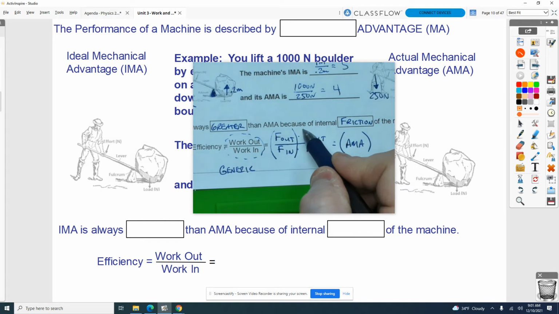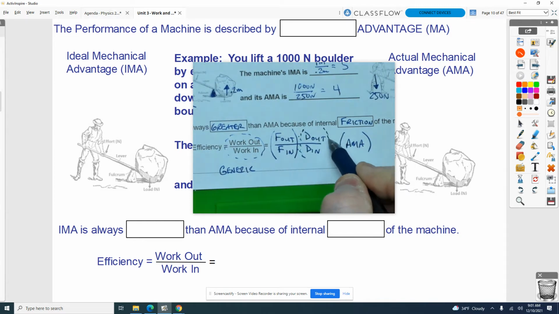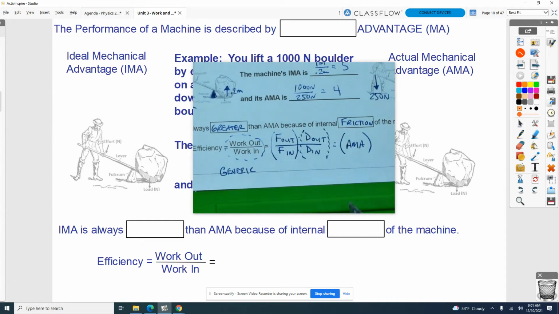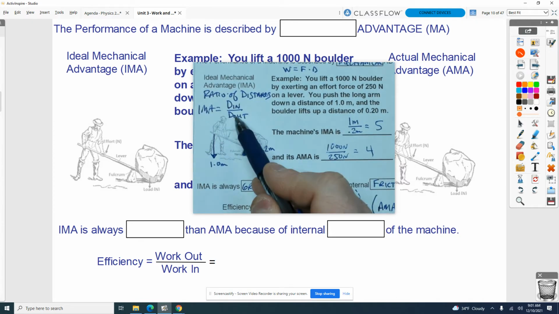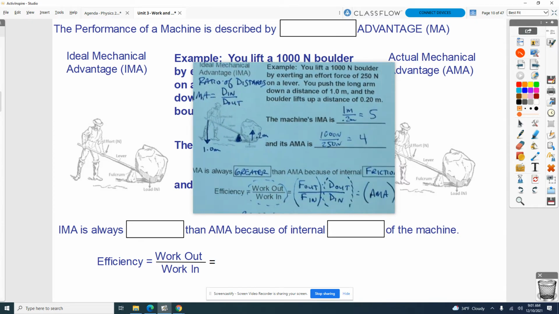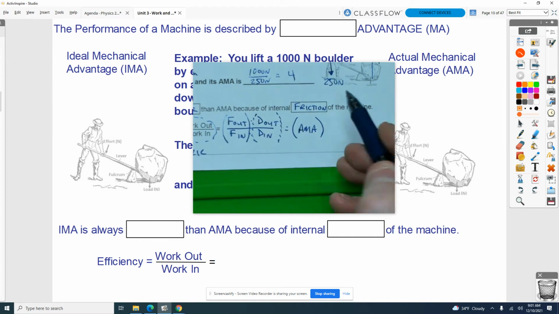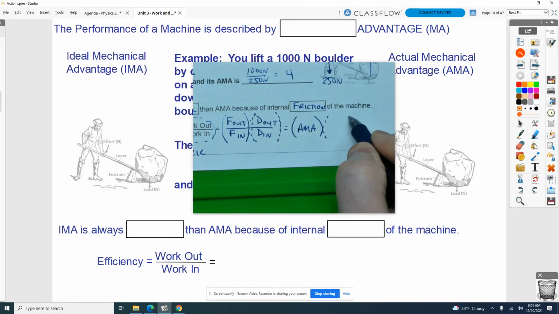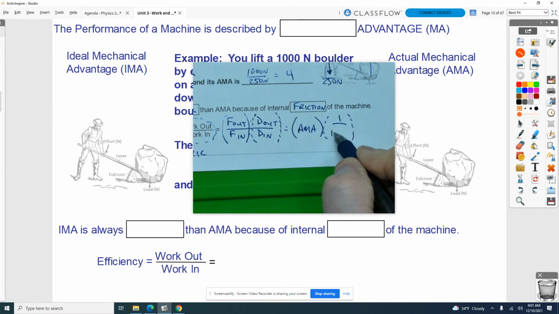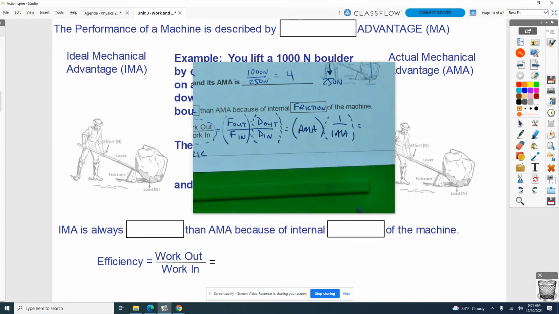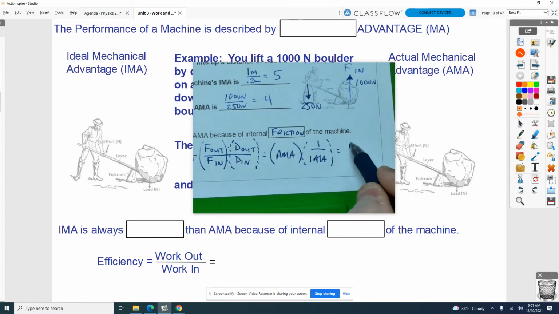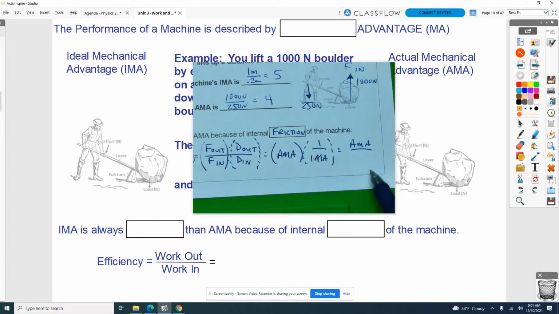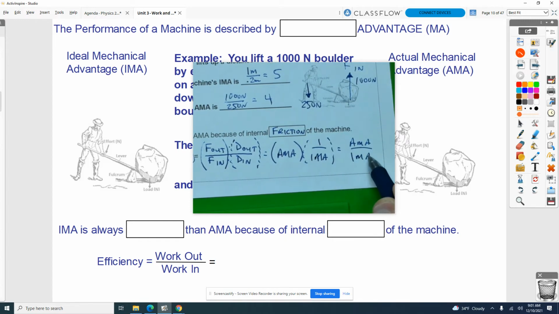Now, D out can be associated with D in, and I see that D out over D in is actually the reciprocal of the IMA. And so I can then think of that next term as 1 over the IMA. And then from that, we get that the efficiency is just the actual mechanical advantage over the ideal mechanical advantage.